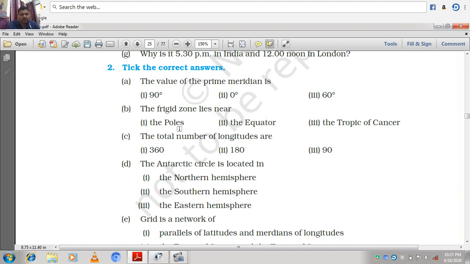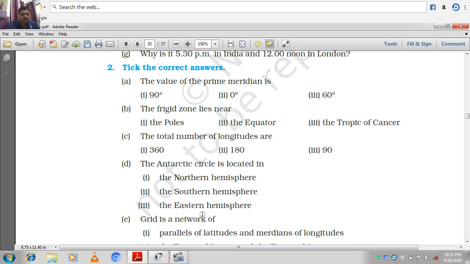क्वेश्चन सी, द टोटल नंबर ऑफ द लॉन्गिट्यूड्स आर 360. लॉन्गिट्यूड से कितने हैं? 360 हैं. लैटिट्यूड कितने हैं? 180. ओके, सो देयर द राइट आंसर ऑफ द लॉन्गिट्यूड इज 360. क्वेश्चन नंबर डी, द अंटार्कटिक सर्कल इज लोकेटेड इन, it is in the southern hemisphere. Antarctic circle is located in the southern hemisphere.